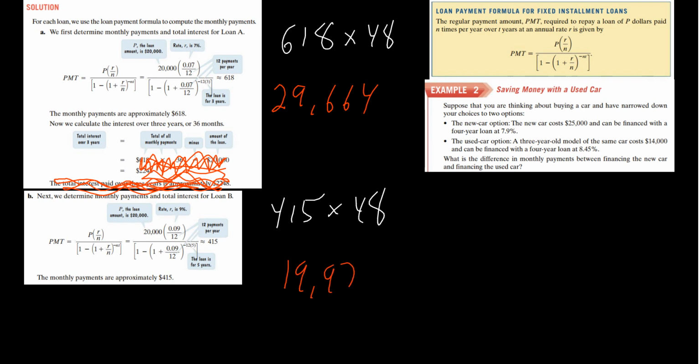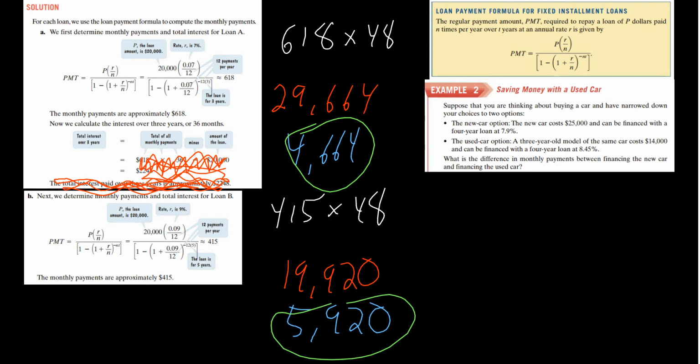Okay, so how much interest are we paying? Well, if my new car costs $25,000 and over the course of 4 years I end up paying $29,664, I'm paying $4,664 in interest. That's $4,664 I'll never get back. Whereas for the second car, I'm paying $5,920 in interest. That's almost $1,300 more than the new car in terms of interest.